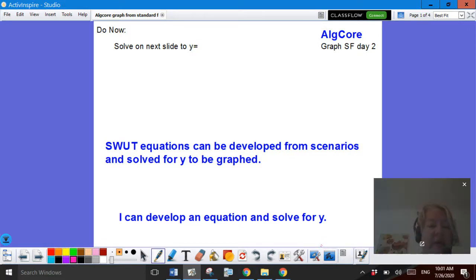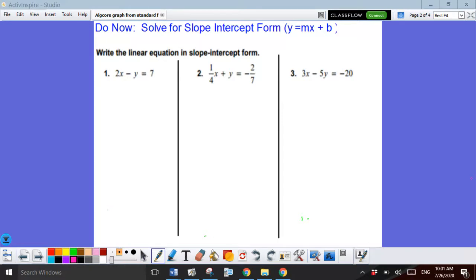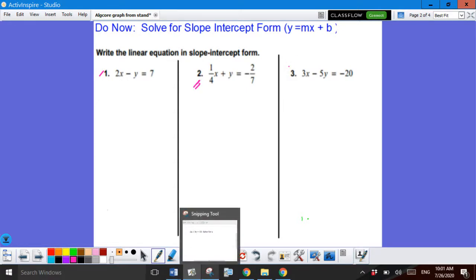So let's go ahead and start with our do nows today. I want you to solve these 3 problems to y equals. So why don't you go ahead and start with number 1 and number 3, and I will help you with number 2. So start with number 1 and number 3. So hit pause, and I will catch up with you. Okay, let's see how you did on number 1 and number 3.